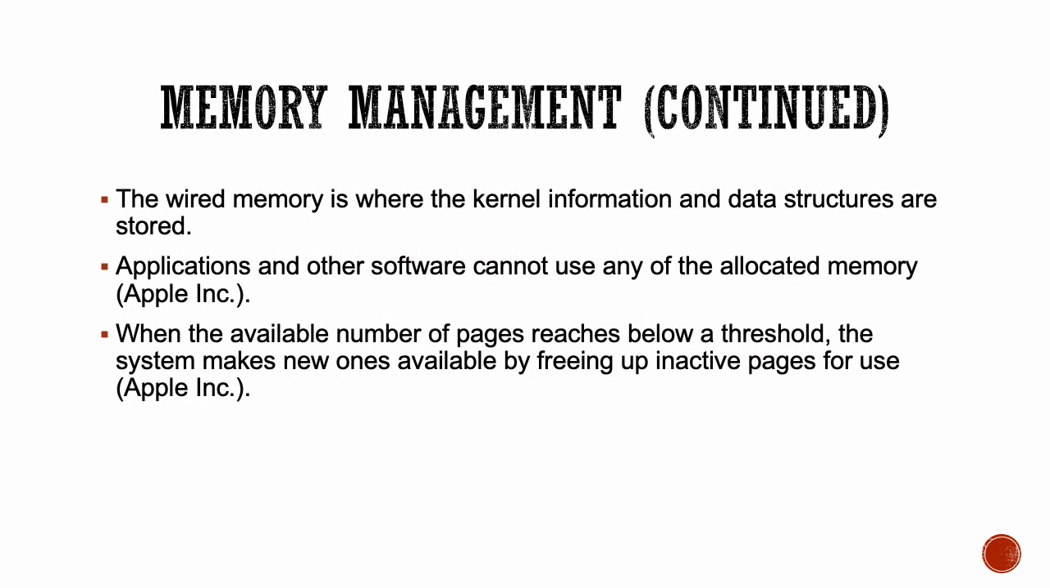Kernel information and data structures are stored in the wired memory. Applications and other software cannot use any of the allocated memory or the wired memory. Now, in the event that the system runs out of pages, it will search for the inactive pages, free them, and it will use them.